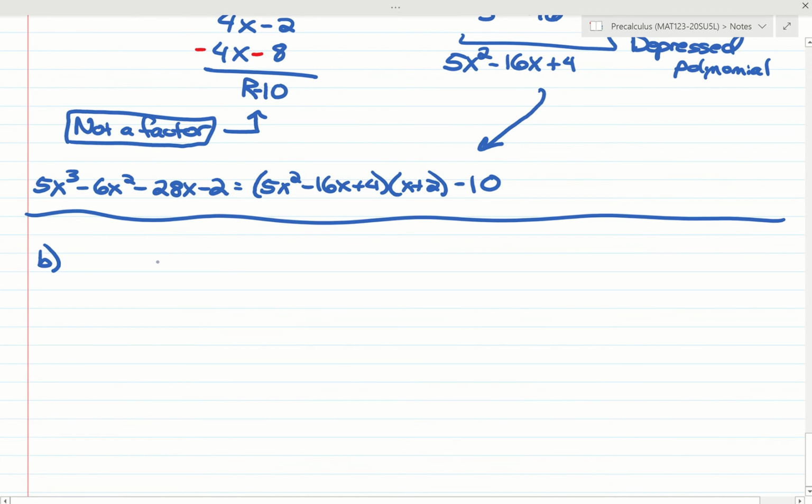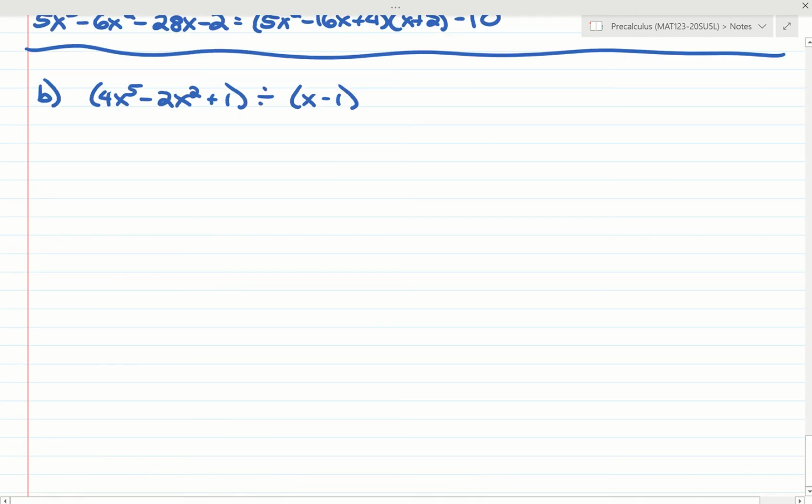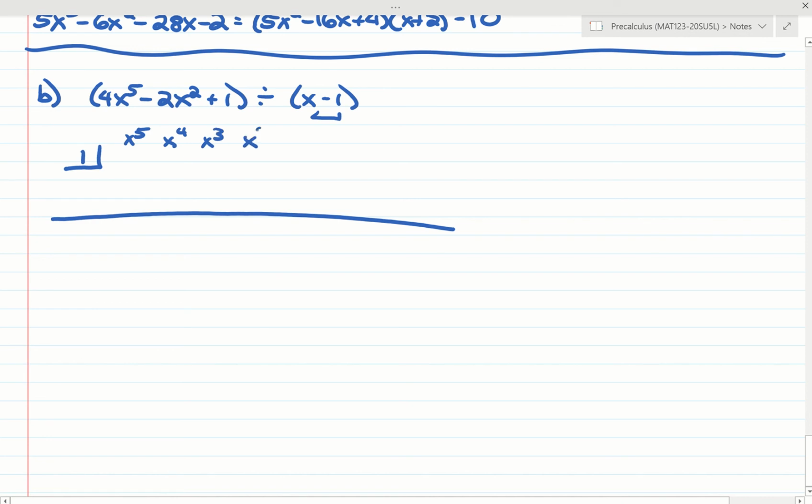What if we had 4x to the fifth minus 2x squared plus 1, and we're dividing by x minus 1. Let's just do synthetic division. So what we're going to do is take the opposite. So it says x minus 1. We're going to put +1 in our box. Start with x to the fifth. There's no x to the fourth, but we have to keep going down by 1 degree until we get nothing. So we have 4x to the 5th, no x to the 4th, no x to the 3rd, negative 2x squared, no x, and then 1.